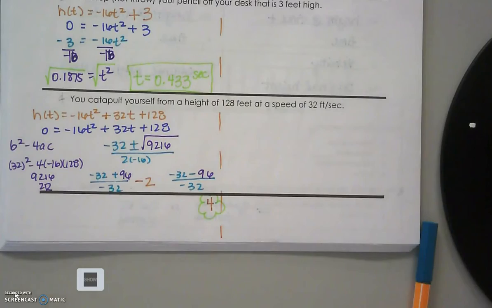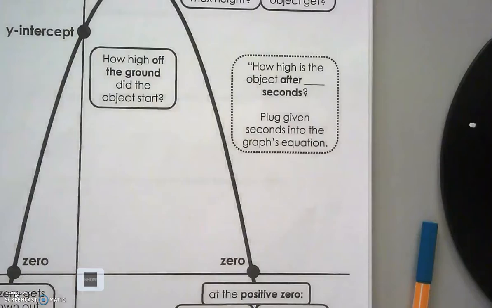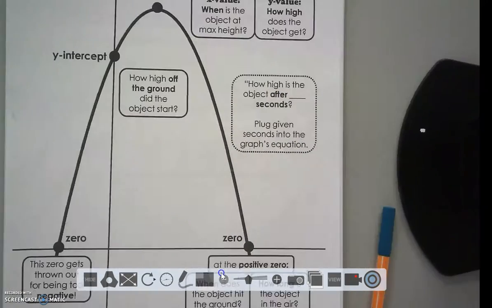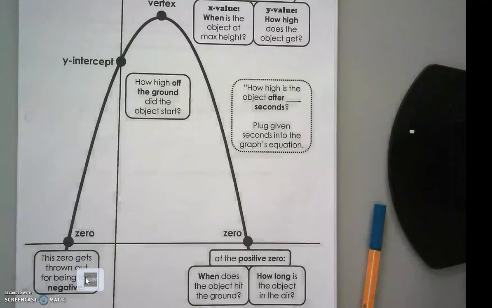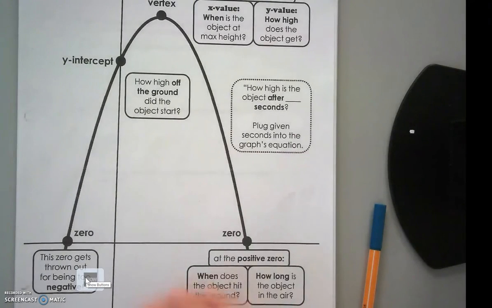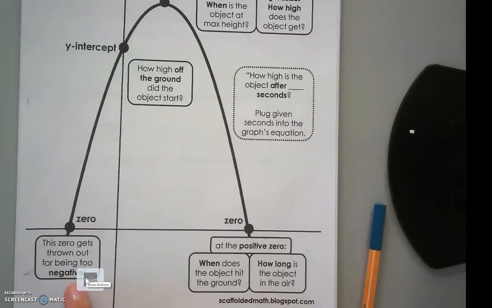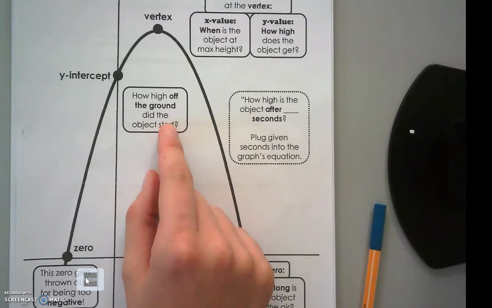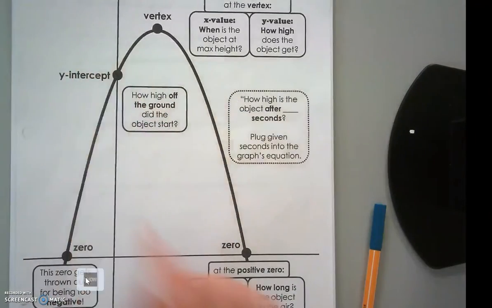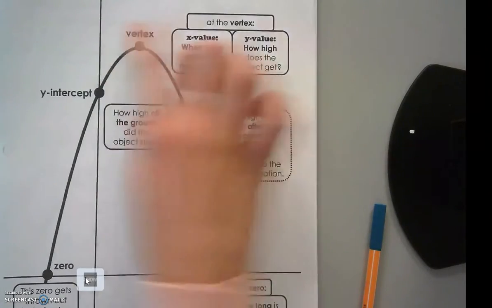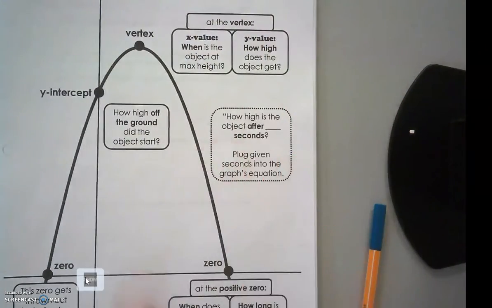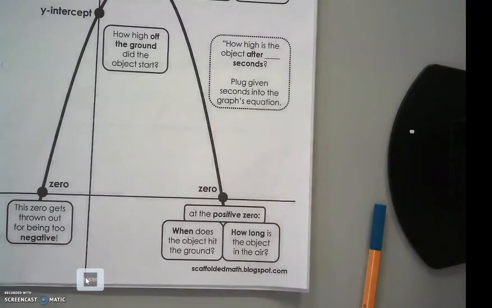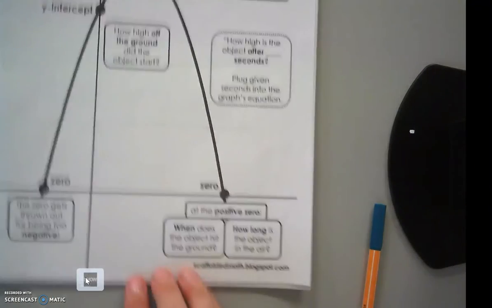If you flip over to the next page, this is a really good keywords chart. It tells you all the keywords that you're trying to look for. So, for example, this 0 gets thrown out because it's negative. How high off the ground did the object start? That question's always asking for the y-intercept. Here are the questions that go to a vertex. And here are the questions that you can ask for how long something takes to hit the ground.